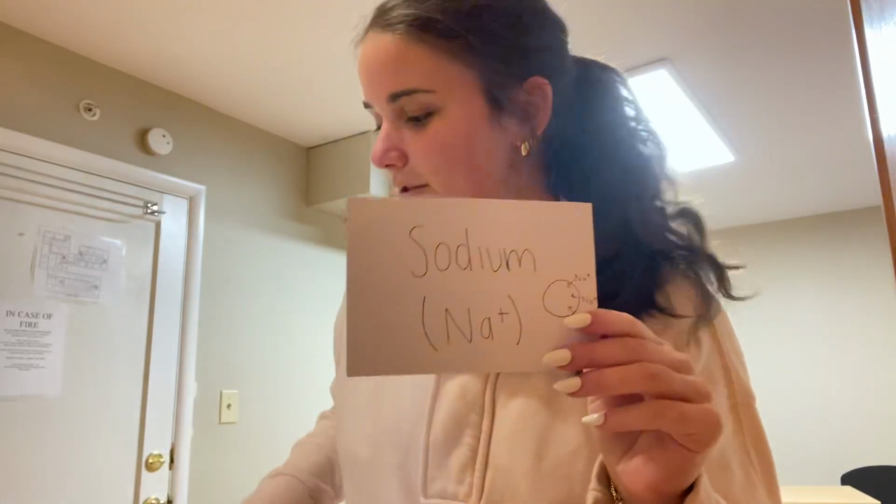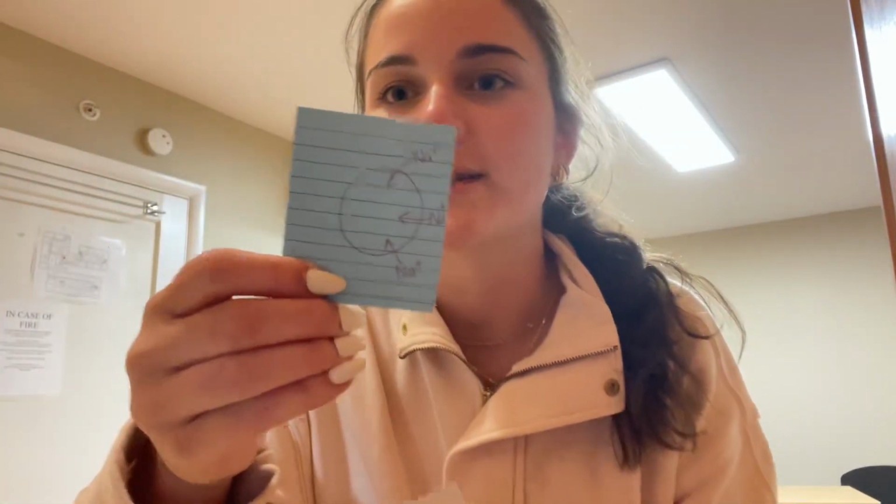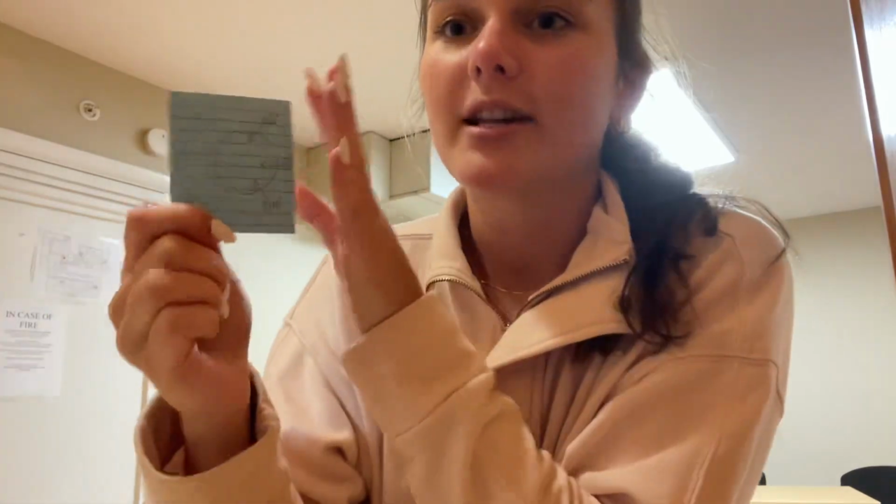So the first one we have is sodium. And when I think of sodium, I like to think of it being concentrated outside of the cell. So that leads to one major function of it, which is the resting membrane potential. It's concentrated outside of the cell, so when it moves in, it depolarizes it, making the membrane more positive.